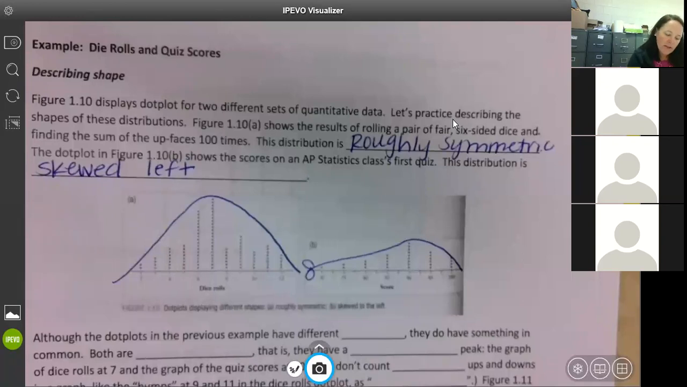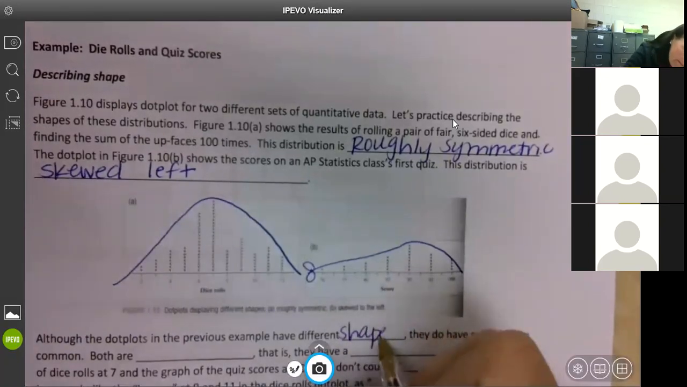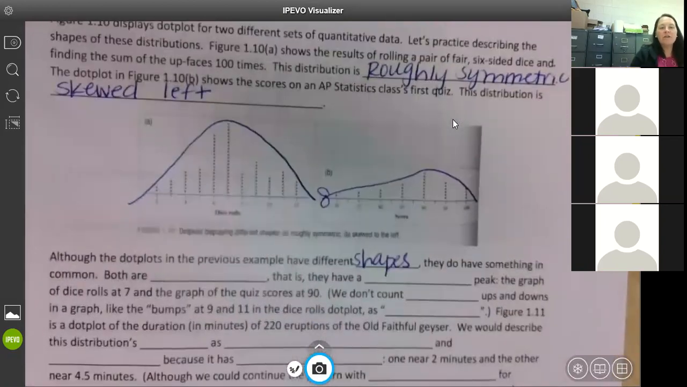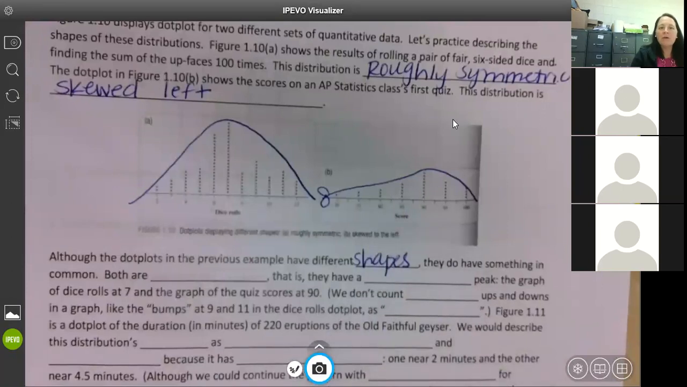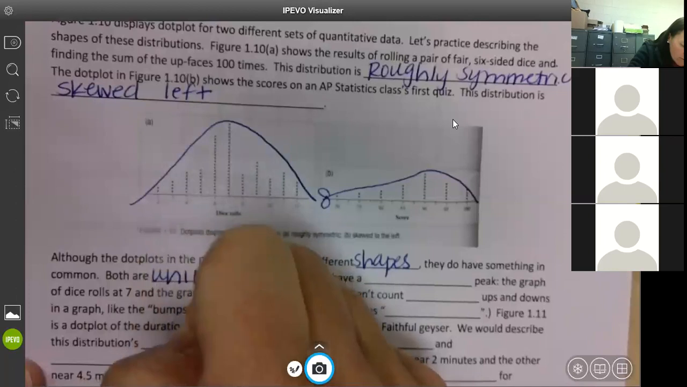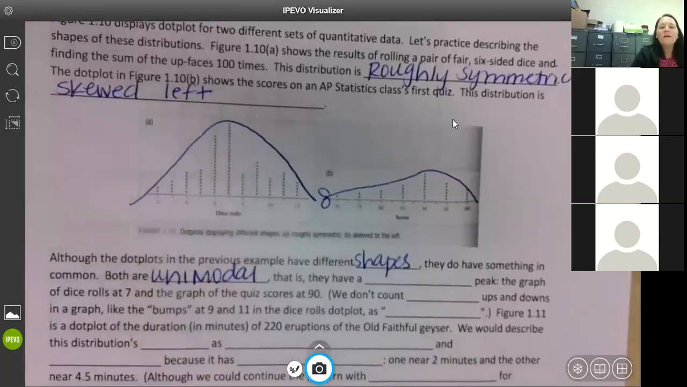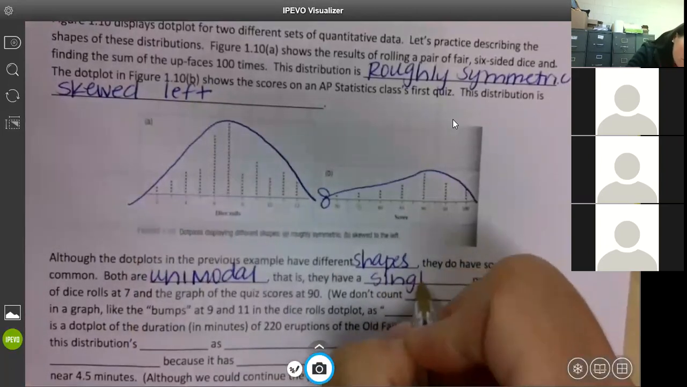All right. Although the dot plots in the previous example have different shapes, so if it asks you for the shape now, you can tell me roughly symmetric, you can tell me left skewed, or you can tell me right skewed. It doesn't matter, just now you know how to do the shapes. They do have something in common. Both are unimodal, okay? What does unimodal mean? It has one peak. They have a single peak.